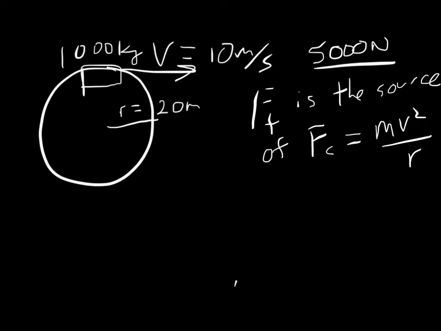Okay, so now, if you would, with your partner, you know that this is the sum of the forces on this. You also know that friction is what's causing this. Find mu. Go.